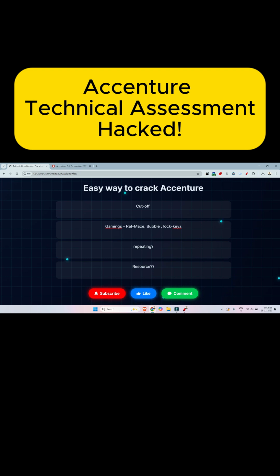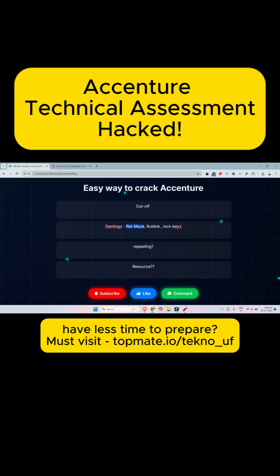And the Rat Maze game, you have already played in your childhood. You just have to reach one destination. And in Lock and Keys, it is the same thing you have to perform. You have to grab or collect all the keys first, then reach the destination. So these are the games you have to play.